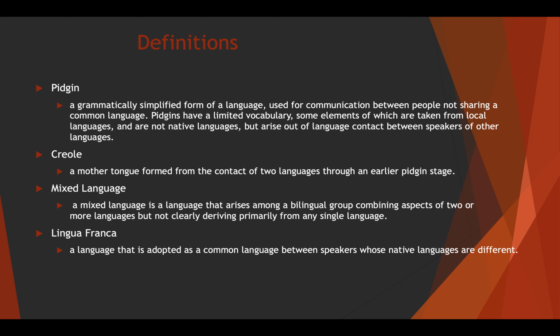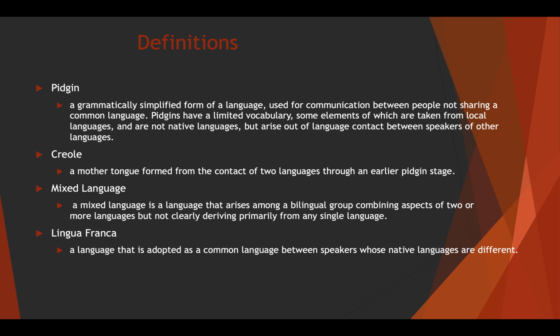So what is a pidgin? A pidgin is a grammatically simplified form of a language used to communicate between people not sharing a common language. Pidgins have a limited vocabulary. Some elements are taken from local languages and are not native languages. No one is born speaking a pidgin language, but they arise out of contact between speakers of other languages.